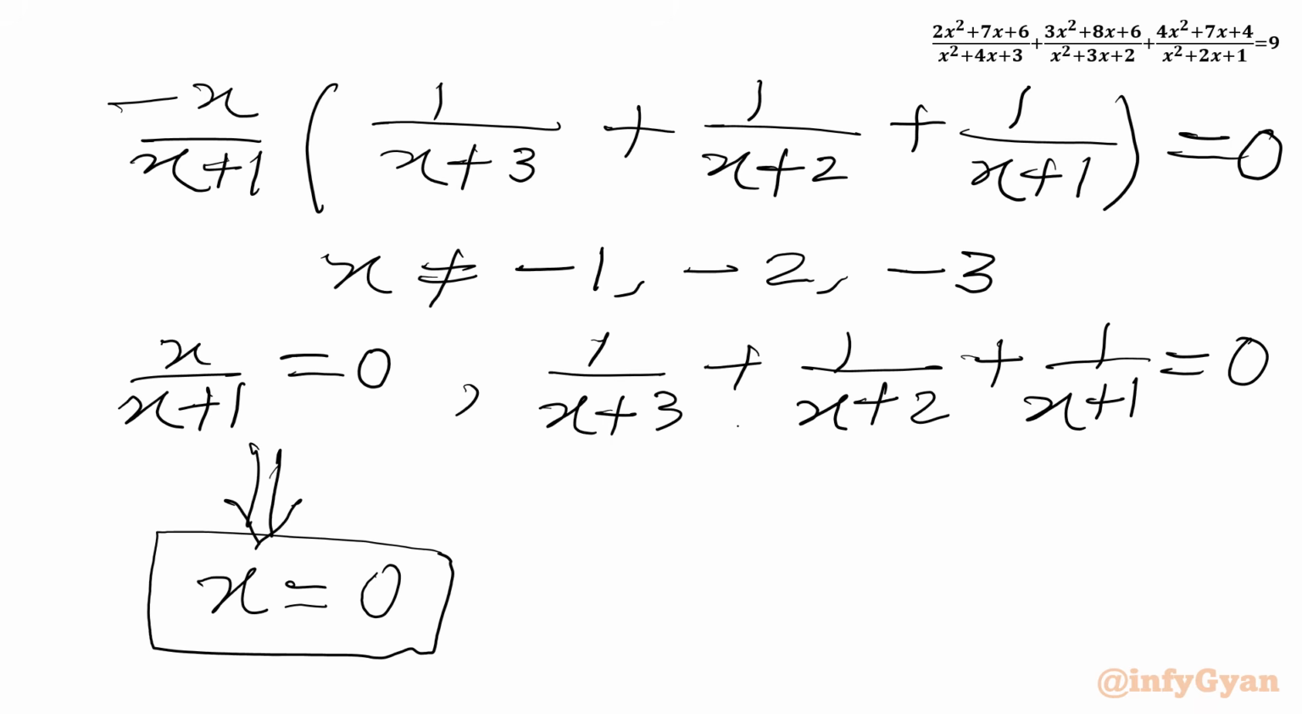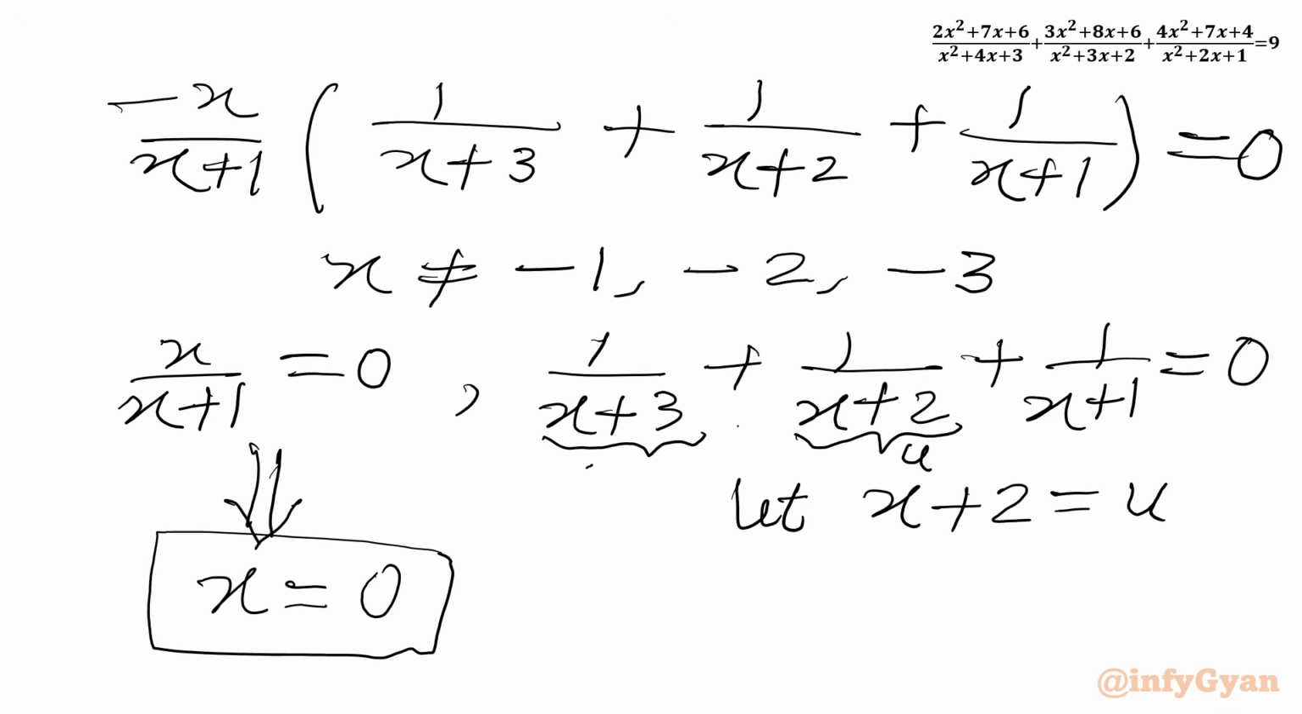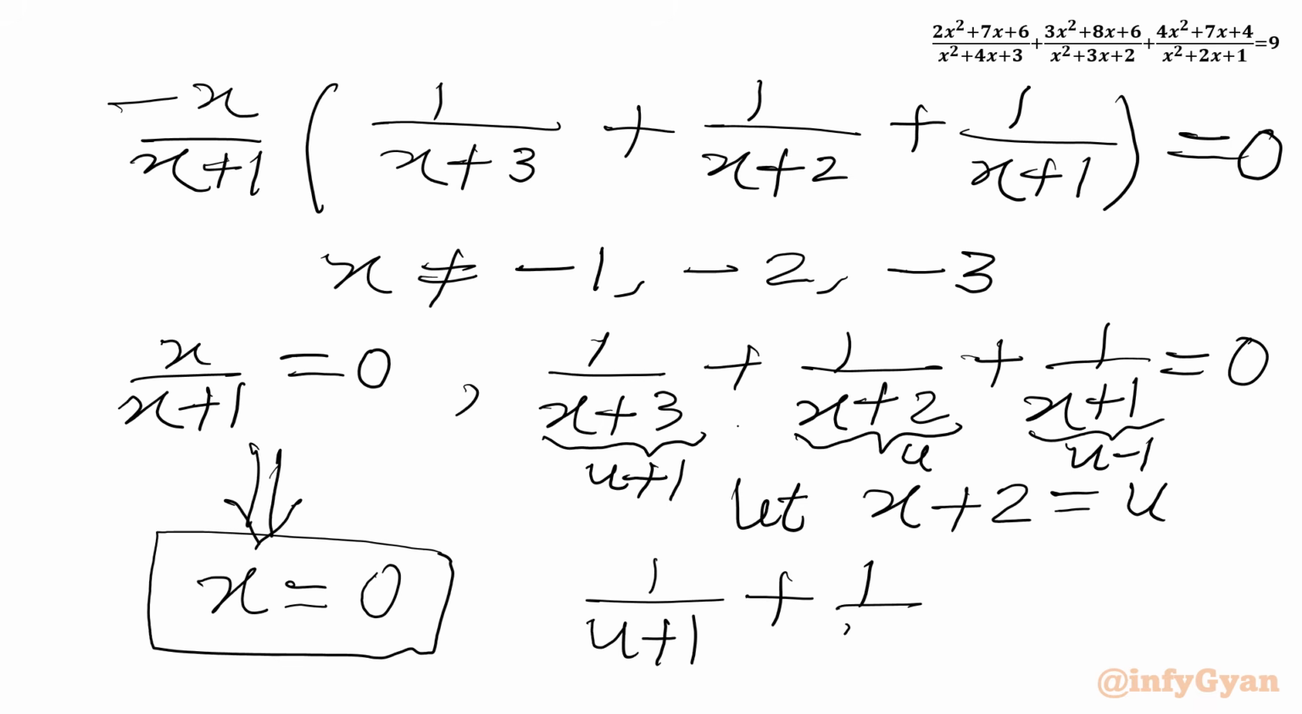Now for the second equation, we will use substitution. Let us consider x plus 2, suppose this is equal to u. So here we are going to write u, and x plus 3 in terms of our substitution we'll write as u plus 1, and x plus 1 would be u minus 1. So we can write the equation 1 over u plus 1, plus 1 over u, plus 1 over u minus 1 equal to 0.